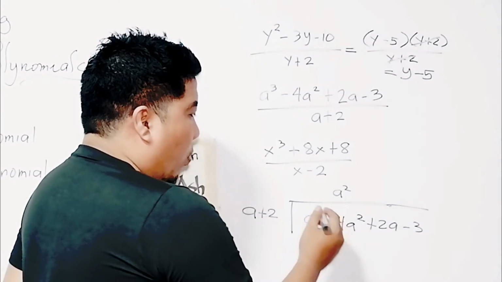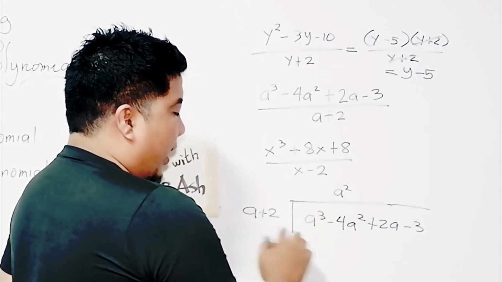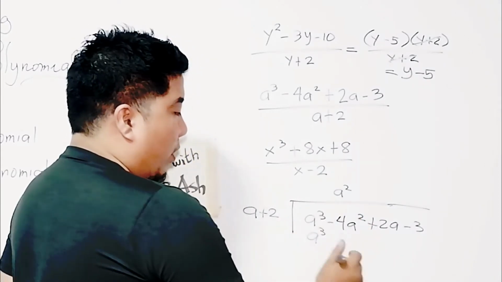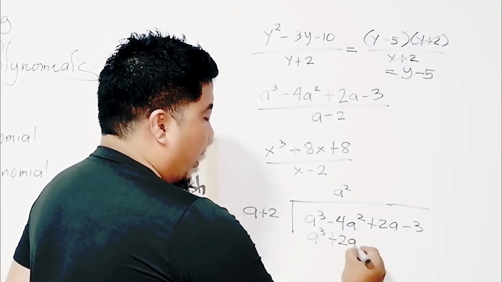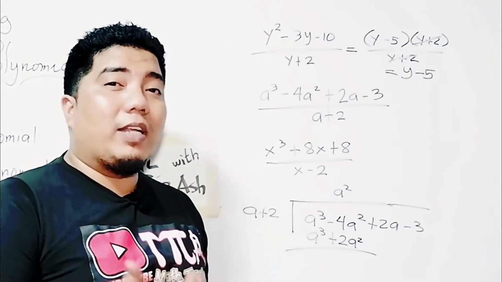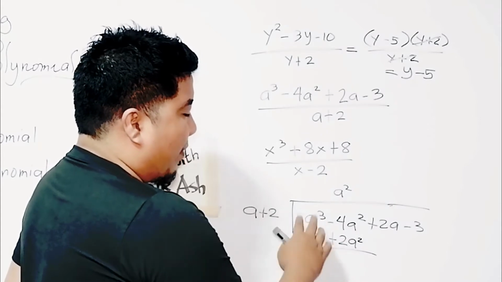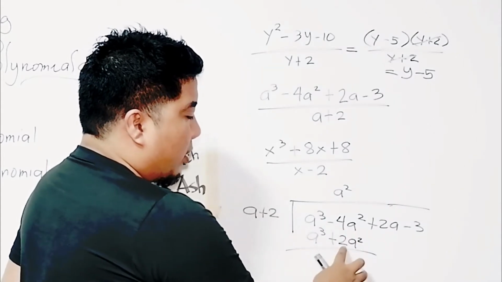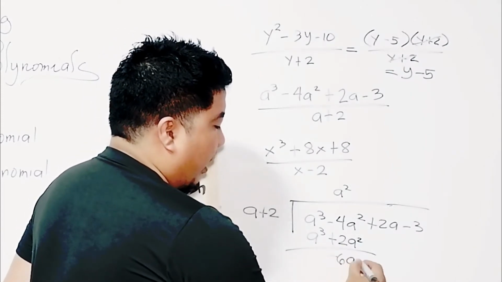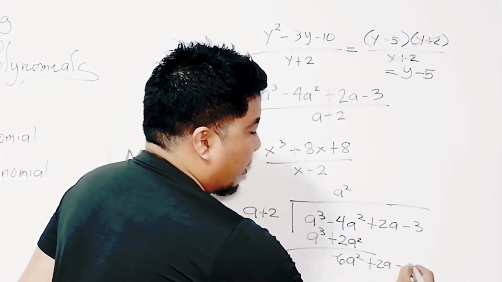Now, having this, what you will do is you multiply this quotient to this one. So, a squared times a, that is a cubed. A squared times positive 2, that is positive 2a squared. And what you will do is you just subtract, the same process as when you are dividing big numbers. If you subtract this, you don't have any left. So, negative 4 minus positive 2 will give you negative 6a squared. And then you bring down the 2a and the minus 3.